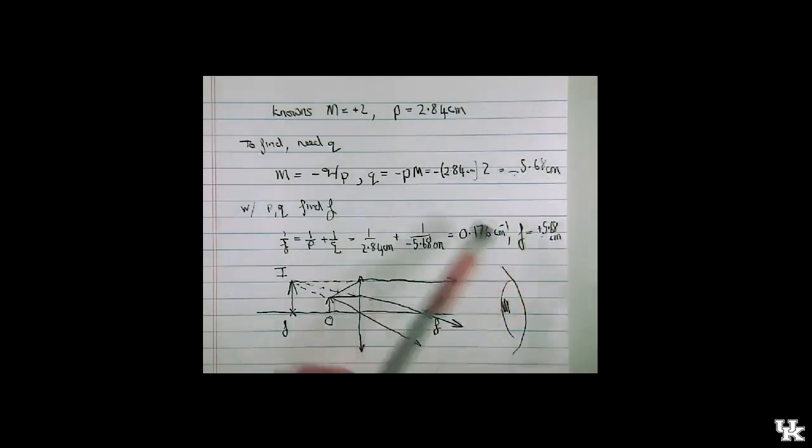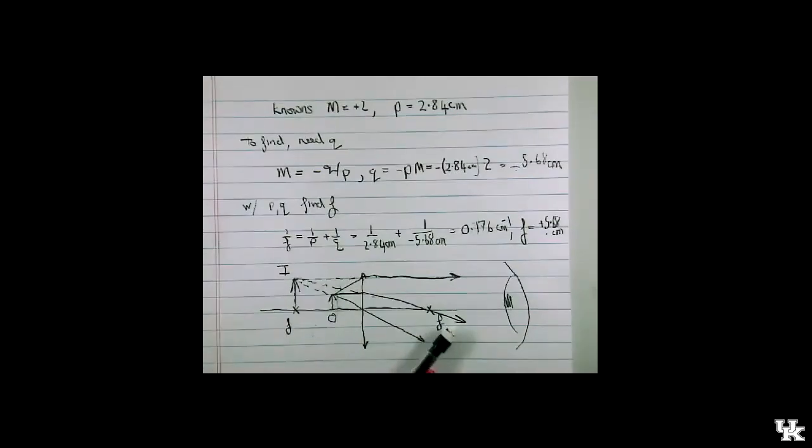Where is it? Here, on the front side of the lens. For image distance, if it's negative, it's on the front side. And so it's located here. It's a virtual upright image. It's the right way up, but the rays don't really come from there. They just appear to come from there. Anyway, I'm going to end there.